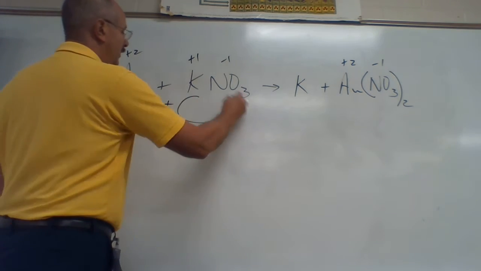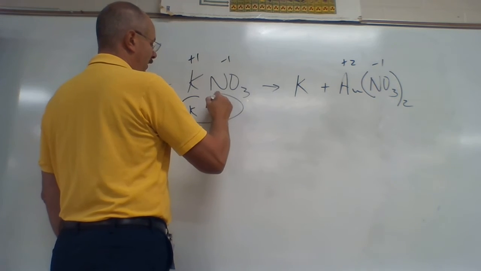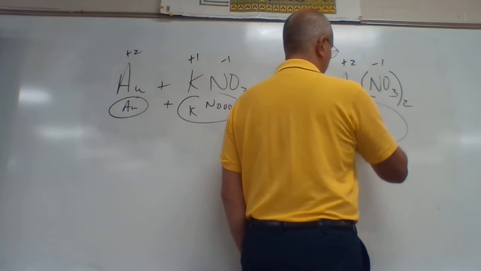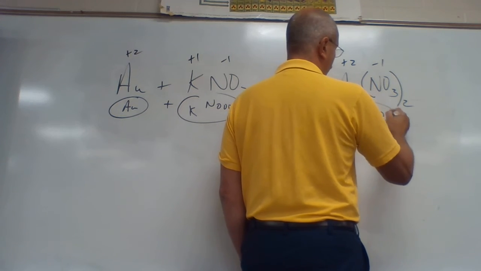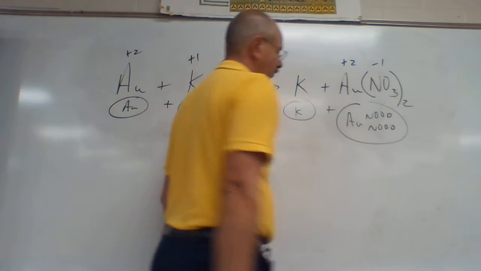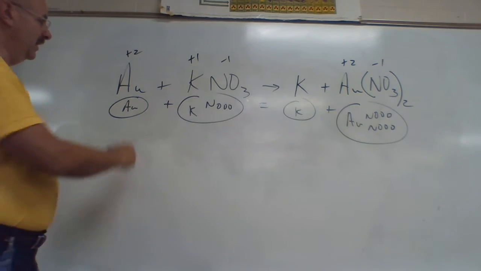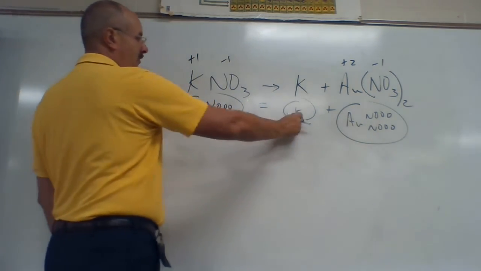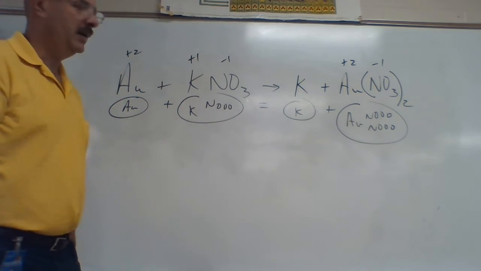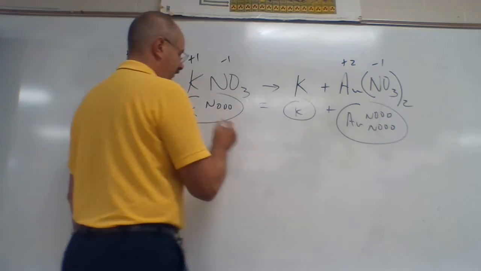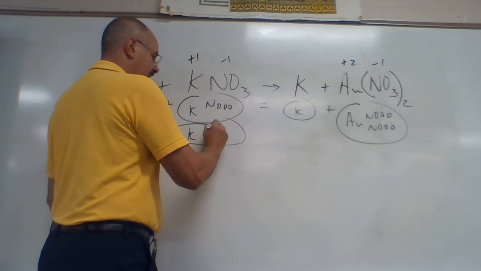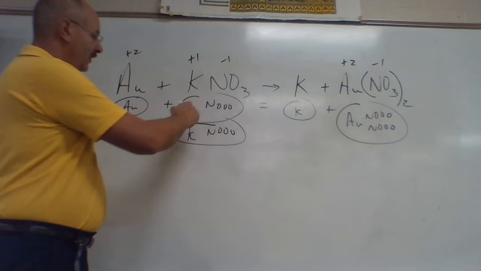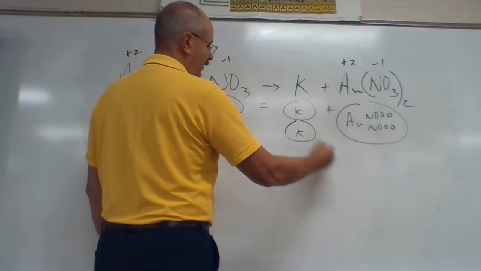So I have an Au plus a K, an N, and 3 O's. That's equal to a K plus an Au, an N and 3 O's, and an N and 3 O's. All right, so I have an Au, an Au. That's even. K's, I have 1 K, 1 K. That's good. N's, I have 1 N, I have 2 N's. Oops. Need some more of this. All right, that gets my 2 N's. Now that messed up my K's. Now 1, 2 K's. I need another K.